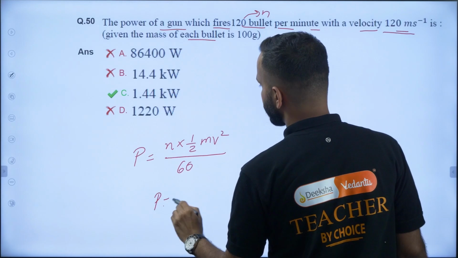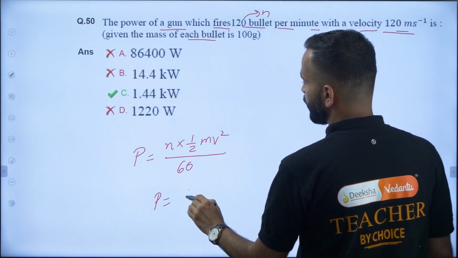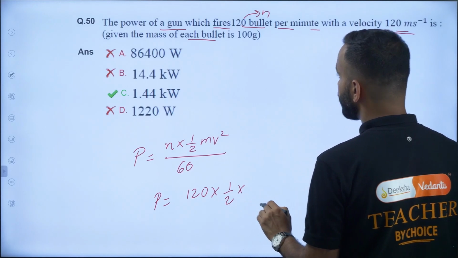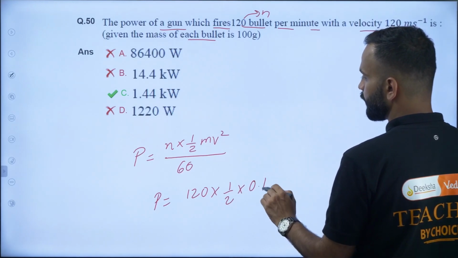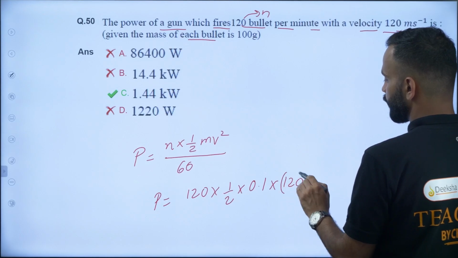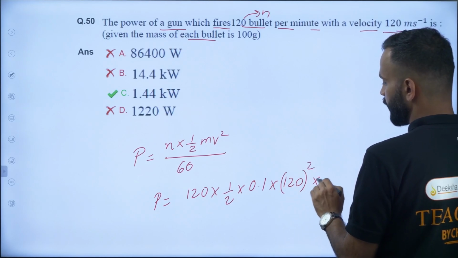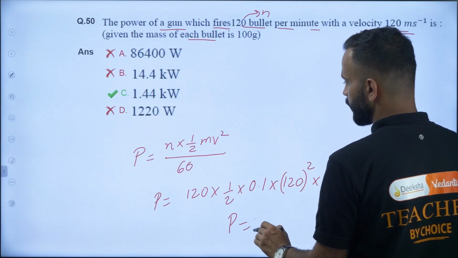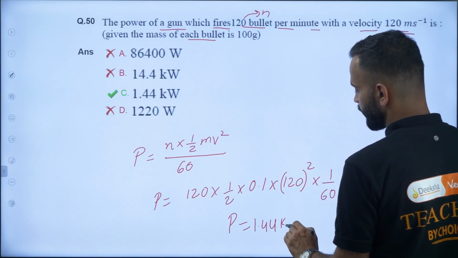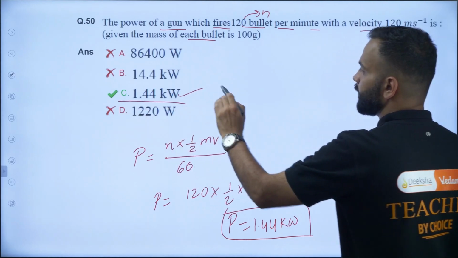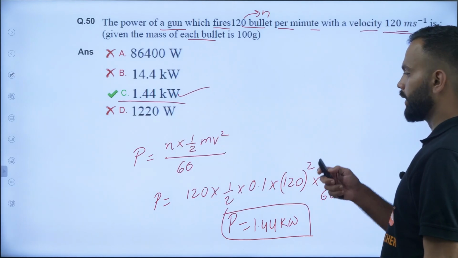So now P is equal to N, which is 120, into 1 by 2 into mass, which is 100 gram, that is 0.1, into V square, 120 squared, into 1 by 60. So solve this, you will get P is equal to 1.44 kilowatt. The correct option is C.